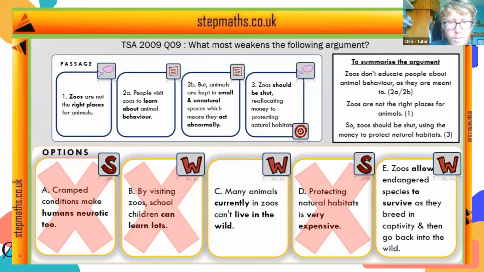It's also worth noting that C only affects a small number of animals currently living in zoos, whereas E would affect whole species if we closed the zoos and that prevented endangered species from surviving. So it seems that C weakens the argument less than E, and E is the correct answer, because it gives us a reason not to shut down zoos at all.